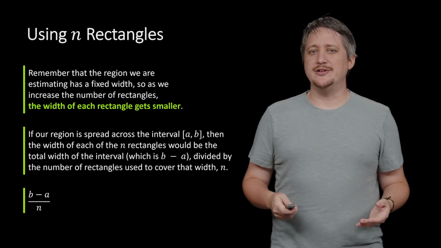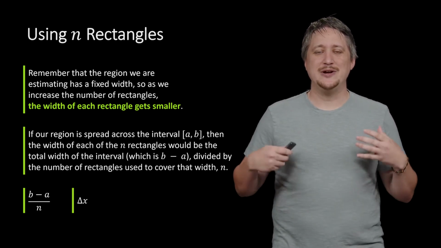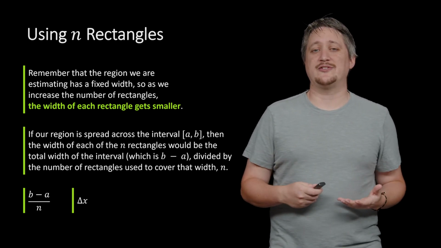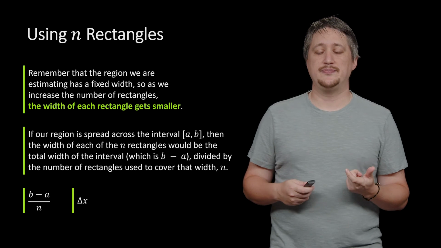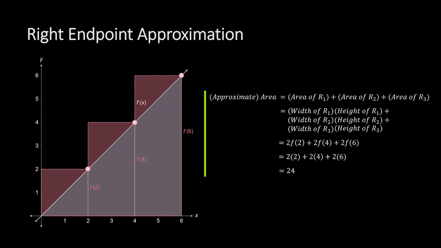Now, by convention, our oh-so-good friend, delta x, shows up. So by convention, we usually use delta x to represent the width of these rectangles. So if we go back to our concrete right endpoint approximation, we had all of this stuff calculated out. At this step, the width of R1, width of R2, width of R3, those were each 2, which we got by doing 6 minus 0, because this was on the interval 0 to 6. So 6 minus 0 divided by the number of rectangles, 3, which gave us those 2. So the width was always 2.